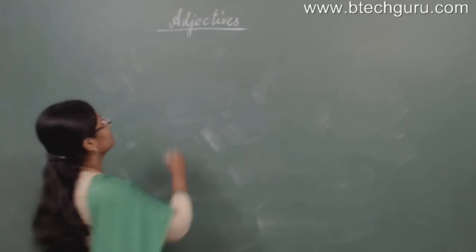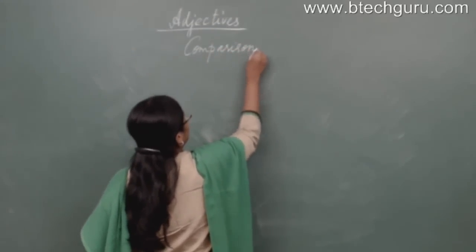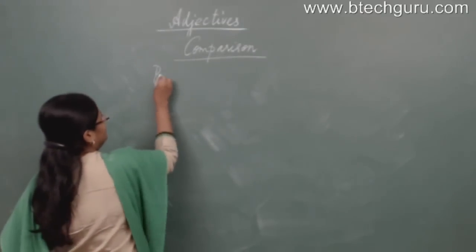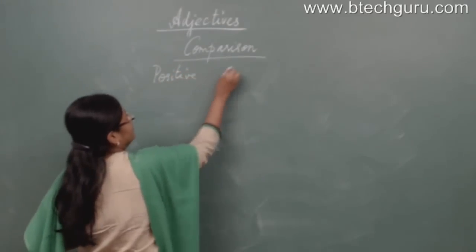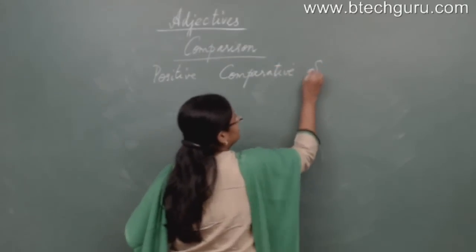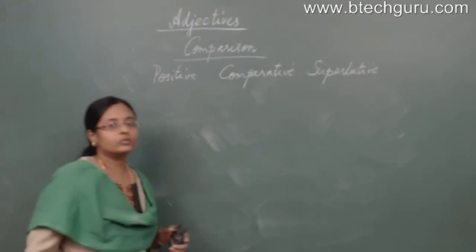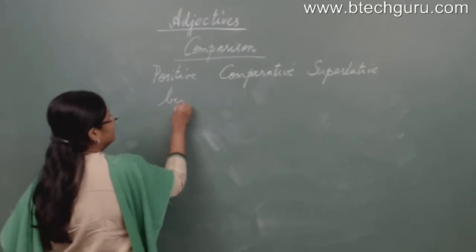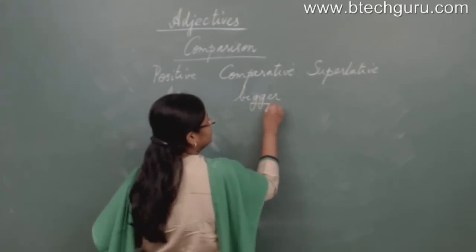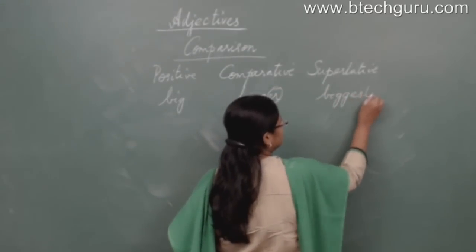Then we have comparison of adjectives, the degrees. This many people would have learnt in schools and colleges. In comparison, we have three degrees: positive, comparative, and the superlative. Some adjectives we just add er. Here we add one more, we double the consonant, and add er. Here we add est.